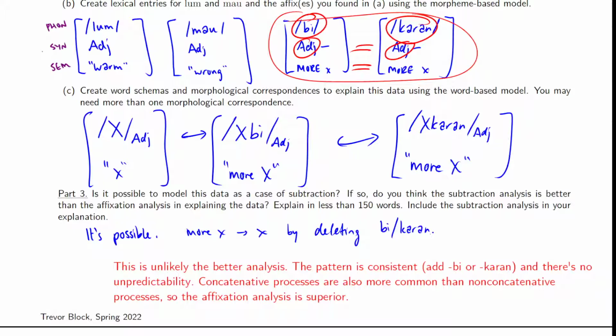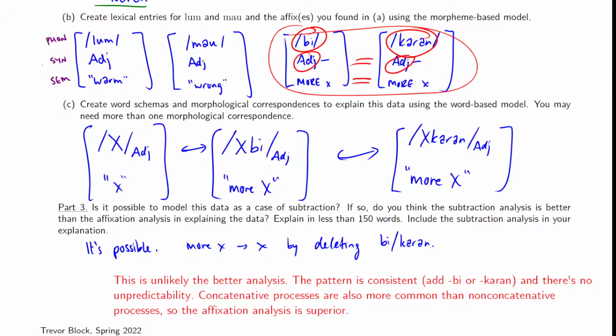So if we want to talk about the general pattern for this, we can say that we have some form X, that's an adjective. And if we want to make the more form, we can make X with a bi after it. Or we can do X with a karan after it. So to signal this, we can just do a three-way morphological correspondence, which says that if you have an X form, you can go between the X-bi form and the X-karan form.